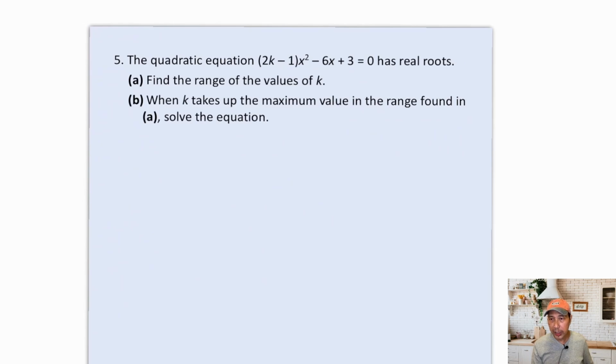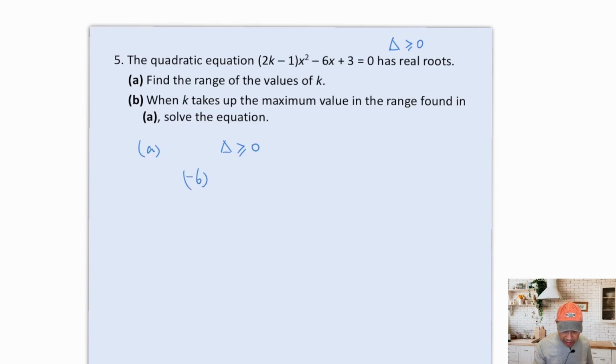Okay, the next quadratic equation has real roots. Part A, find the range of the values of k. Once again, the question tells us that this equation has real roots, which includes one real root or two real roots. So obviously, once again, the discriminant is bigger than or equal to 0. In part A, we write this step first and then put in a, b, c. a should be 2k minus 1, b is negative 6, and c should be 3.